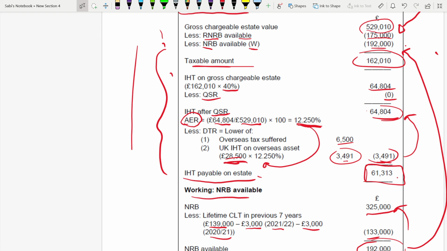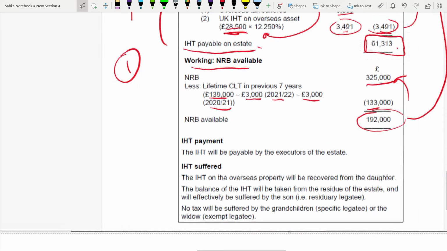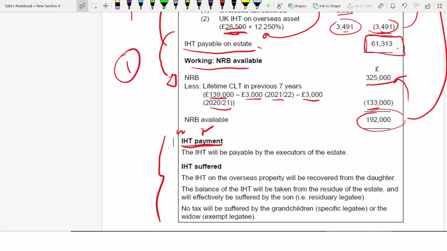That's it. You have only answered one part of the requirement, that is IHT payable. What about who paid and who suffered the tax? Yes, that comes next. Remember, working is right after the calculation. Do not show working after these 2 points. These two are separate requirements, and you have to clearly label them in bold. This has to be done in MS Word. Do not write it in Excel. In Excel, it's not a good place to type.